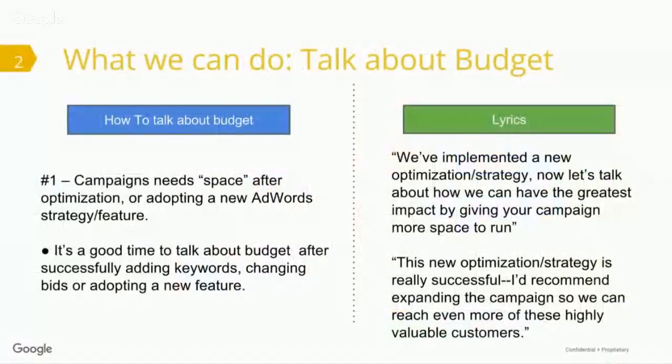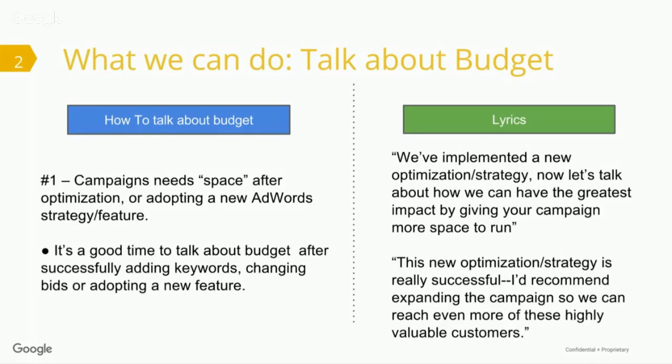So for example, if you say, hey, I want to work on this optimization. It's not going to cost you anything. I just want to kind of take a little bit of this budget, move it over here, see what happens, see if this is good. Do this. This is a great time after you make that optimization to talk about budget for a couple reasons. One, they're trusting you because you just did something that was really helpful for their campaign. You're showing them that you're proactively going to be that trusted advisor.